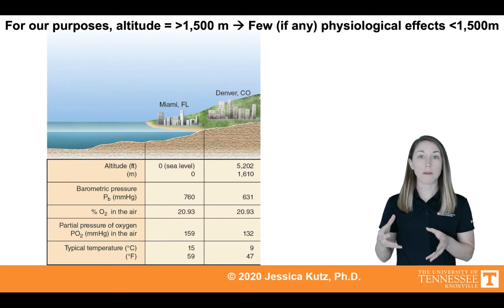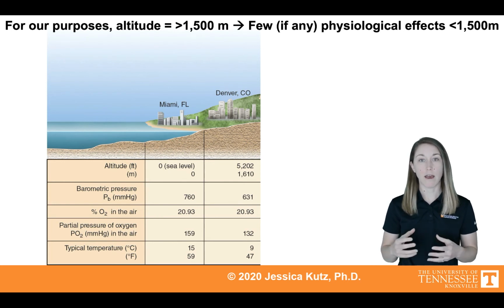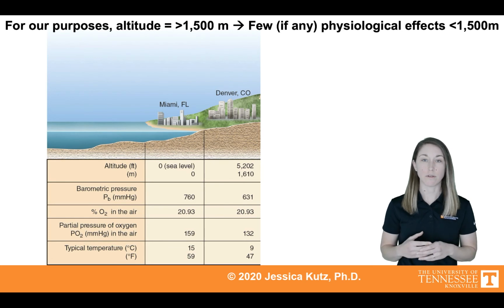So as we go up in altitude, that barometric pressure as well as the partial pressure of the gas is going down. Notice also that the average temperature in Denver, Colorado throughout the year is about 47 degrees Fahrenheit.